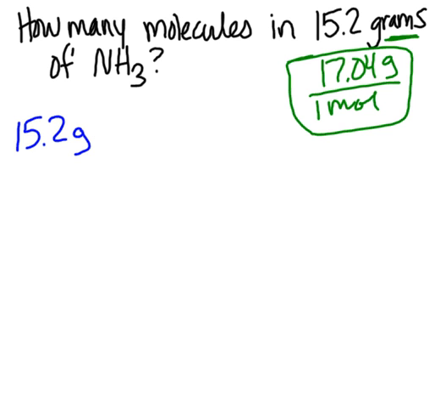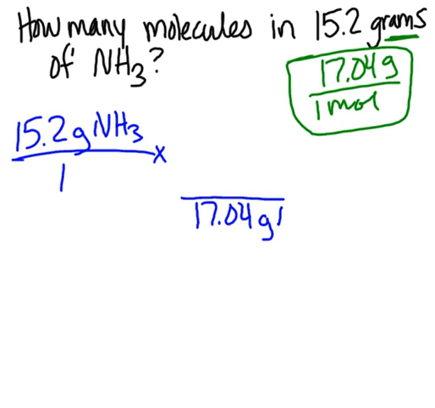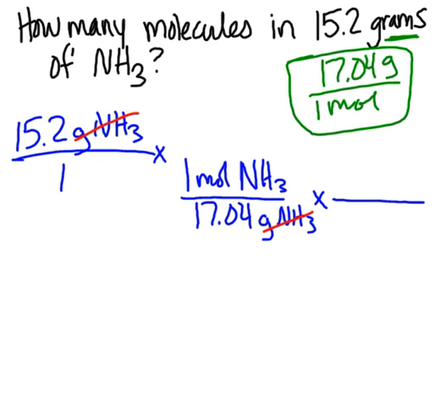Okay, so I start with what I'm given. 15.2 grams of NH3 over 1. Then I'm going to go ahead and move it down a little bit because I have my molar mass in the way. I need to get to moles because I don't have a direct relationship between molecules and grams, but I do have a direct relationship between moles and molecules, so I can do Avogadro's number to get there. But first I need to get to moles. So I'll put 17.04 grams of NH3 on bottom with 1 mole of NH3. And now, if I cancel out, my grams are canceling out, and I'm left with moles of NH3, but I don't want moles of NH3. I want molecules of NH3.